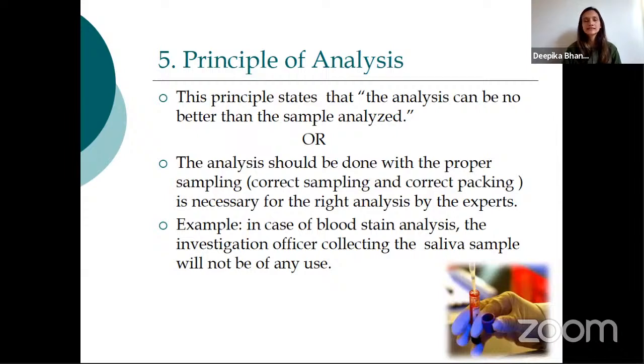Next is principle of analysis. This principle states that the analysis can be no better than the sample analyzed. So it also means that if there is correct sampling and correct packaging of the evidences that are found at the scene of crime, then only best analysis of the samples can be done. Like it's called garbage in, garbage out. So if samples are not rightly sent, the right analysis will not be done, because forensic scientists don't have a magic wand in their hand and they will do some magic and tell the results. It totally depends on what evidences are being sent to the lab and how they have been preserved.